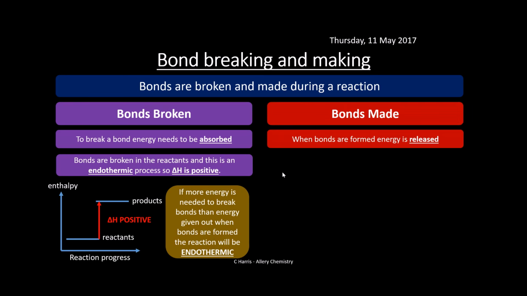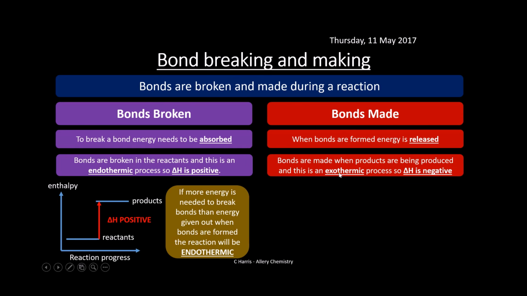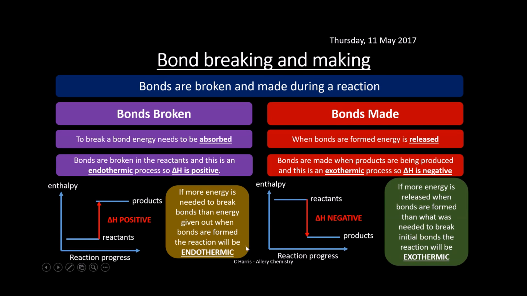And let's look at bonds made. This is when bonds are formed, energy is released. So because it's an exothermic process, delta H is going to be negative. Here's our energy level diagram, and you can see that this is showing an exothermic process. And again, if more energy is released when bonds are formed than what was needed to break the initial bonds, the reaction is going to be exothermic.